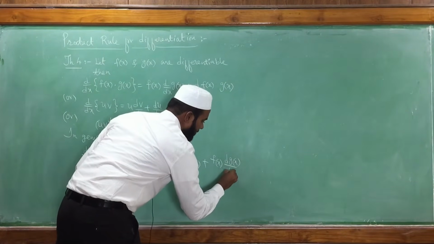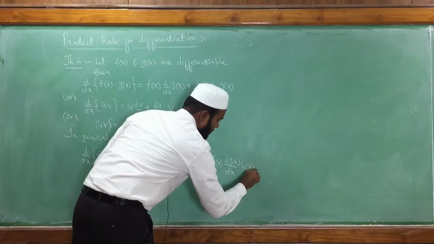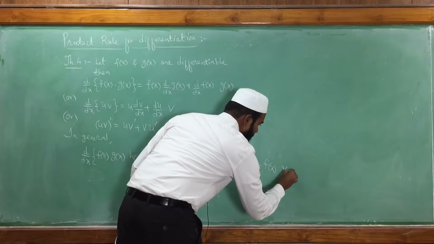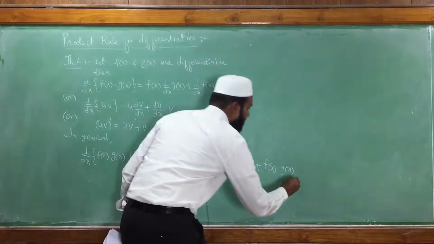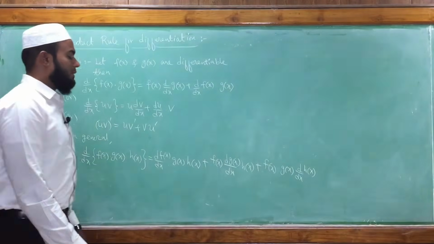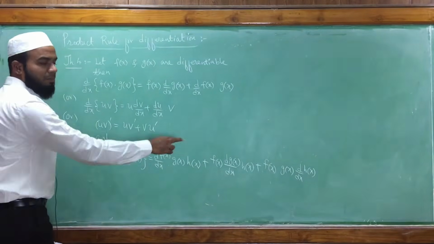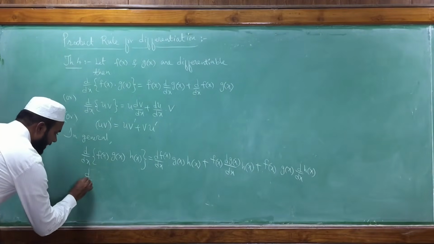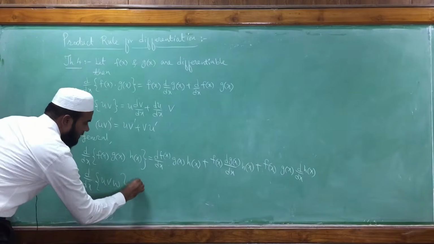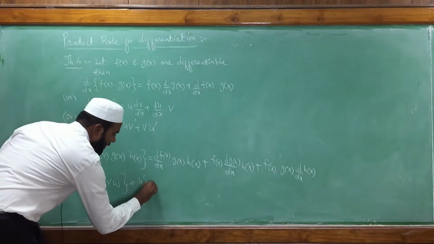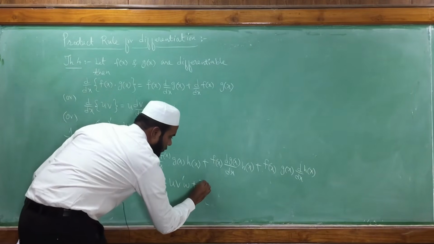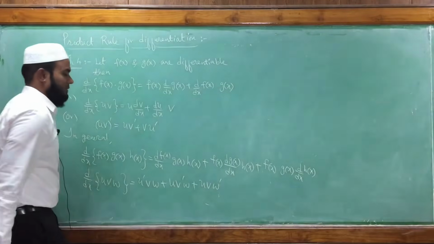plus first two functions as it is, f of x into g of x as it is. Then differentiate the third function, that is d by dx of h of x, right? So in general we are having the product rule like this, or else we can even write this as d by dx of u v w, which is nothing but u dash v w plus u v dash w plus u v w dash, right?